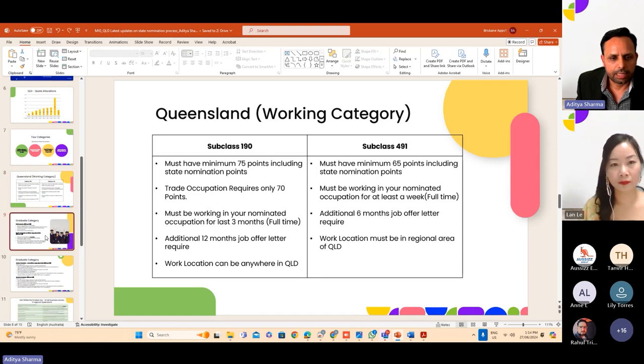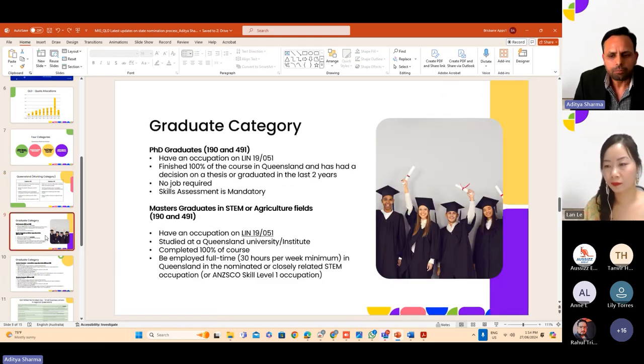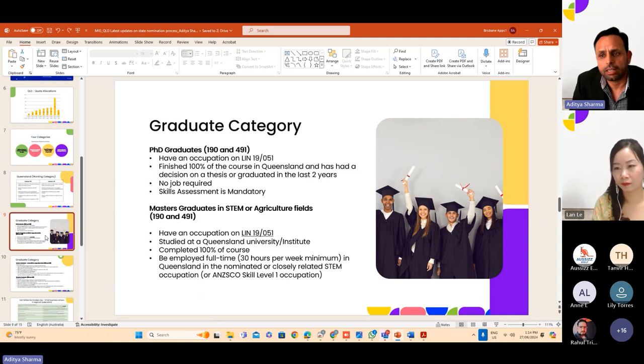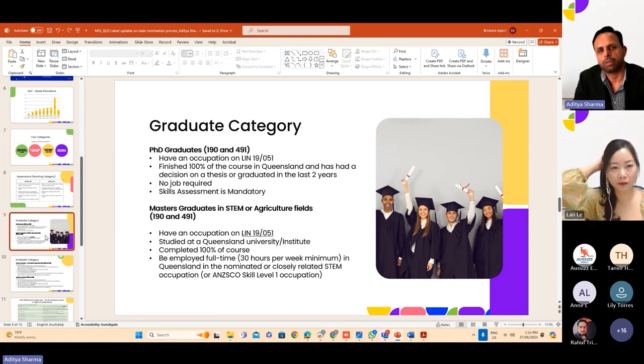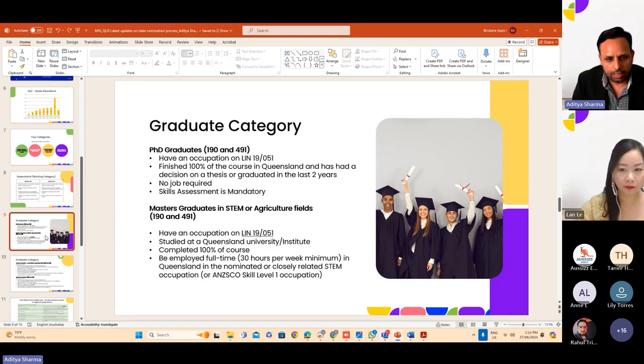And the second category is the graduate category. This one is for all the applicants who have completed 100% of their course from Queensland institutions, university or institutes. Basically, all of their qualification must have been completed in Queensland. In this category, there are different limbs attached.